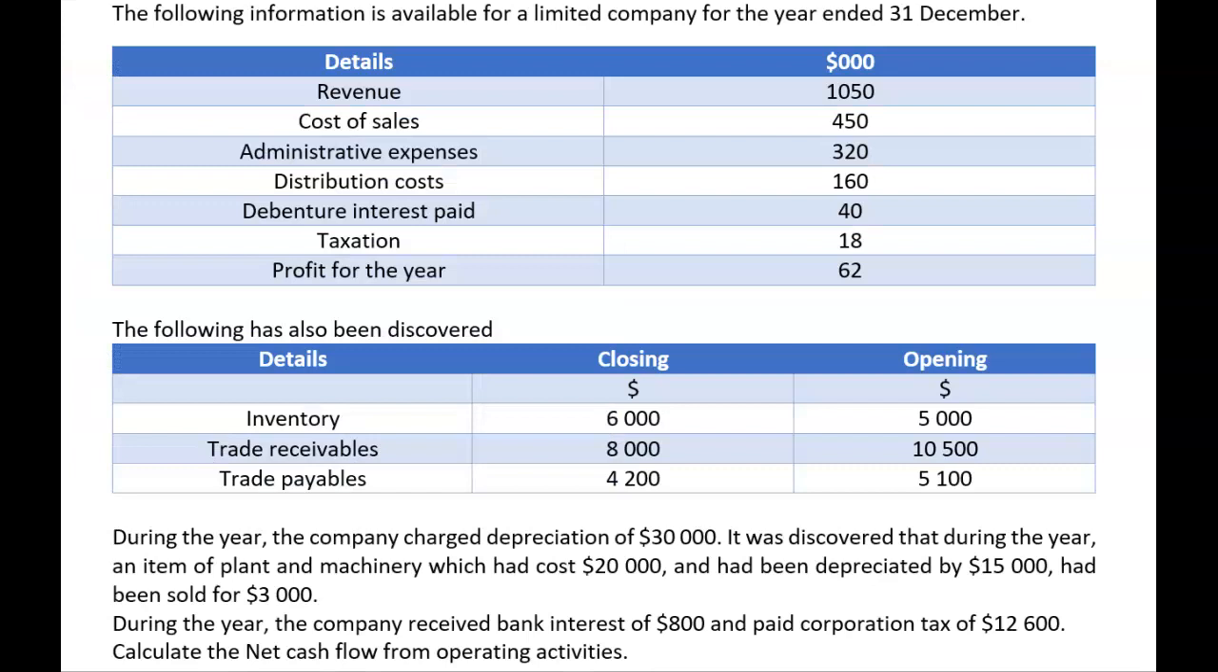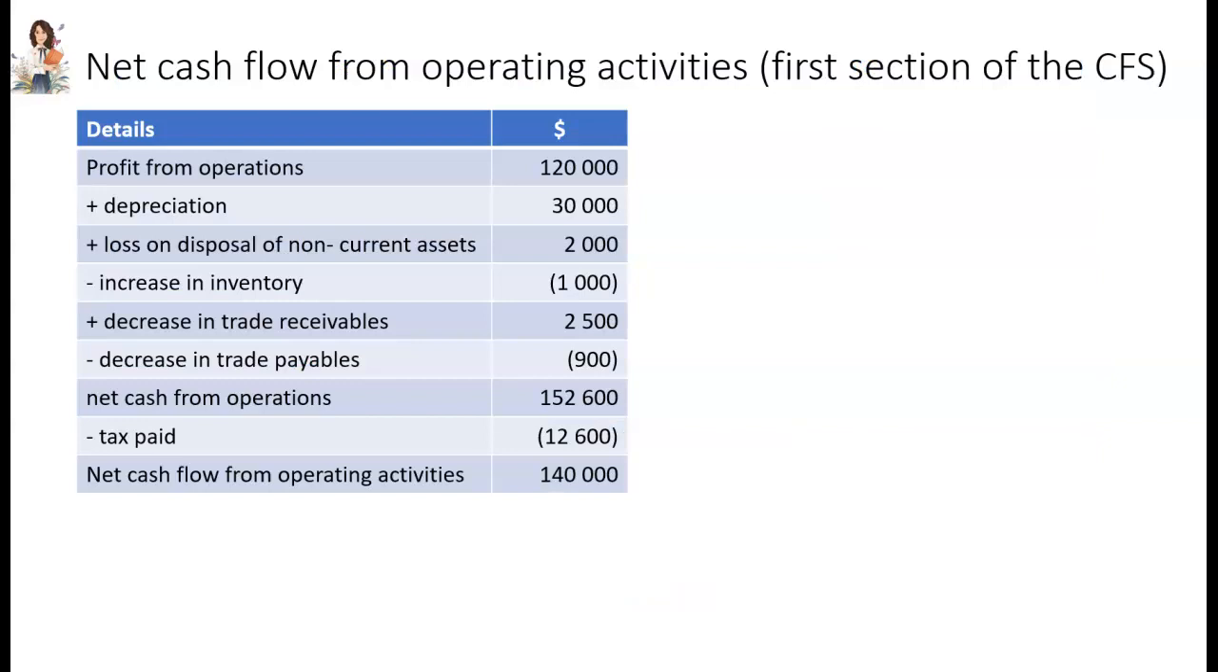We will then add back the depreciation which has been given to us in the question. It is $30,000. We will then add back the loss on sale of plant and machinery. The original cost of the plant and machinery was $20,000. It had been depreciated by $15,000. Therefore, the net book value of the plant and machinery is $5,000. It has been sold for $3,000. That means it has been sold at a loss of $2,000. So we have calculated the first three figures.